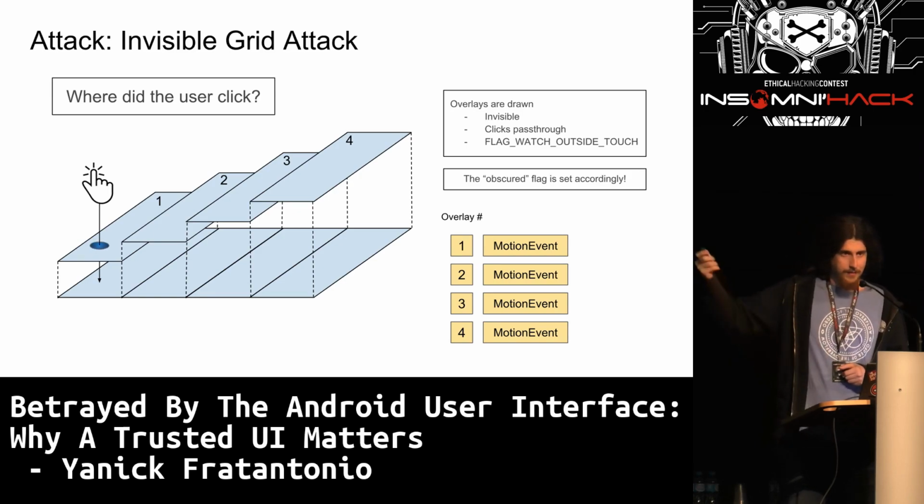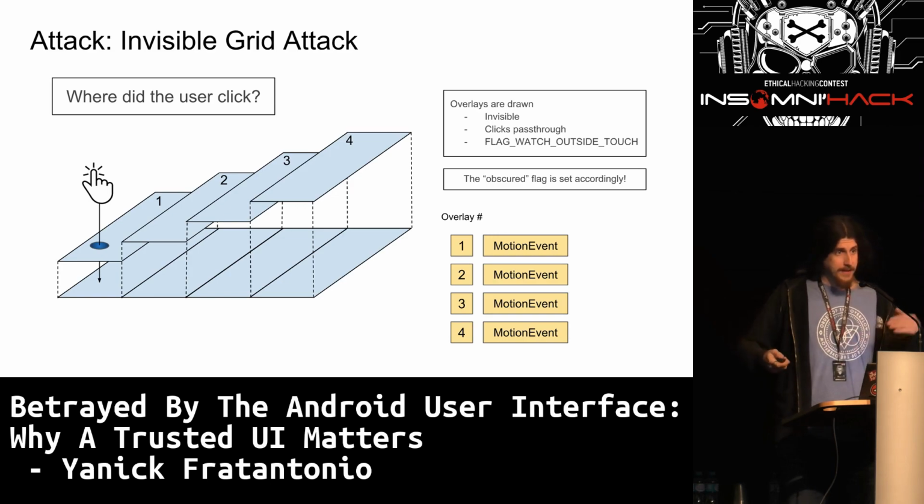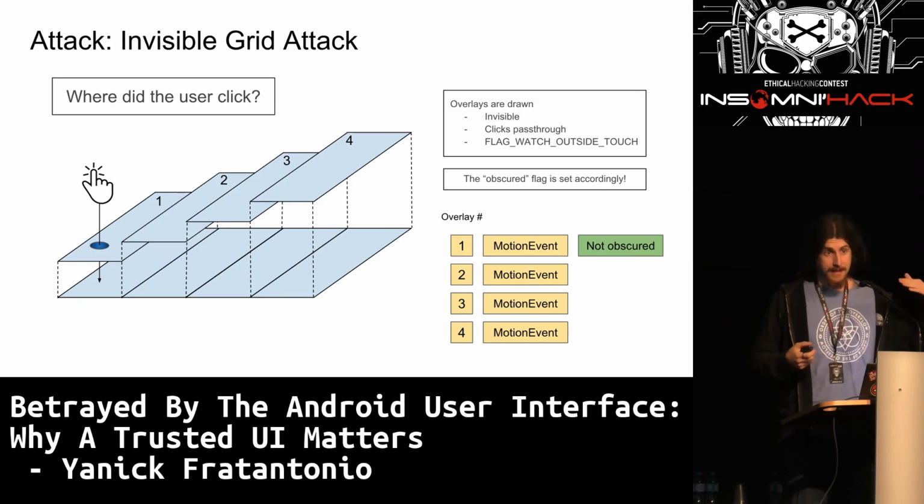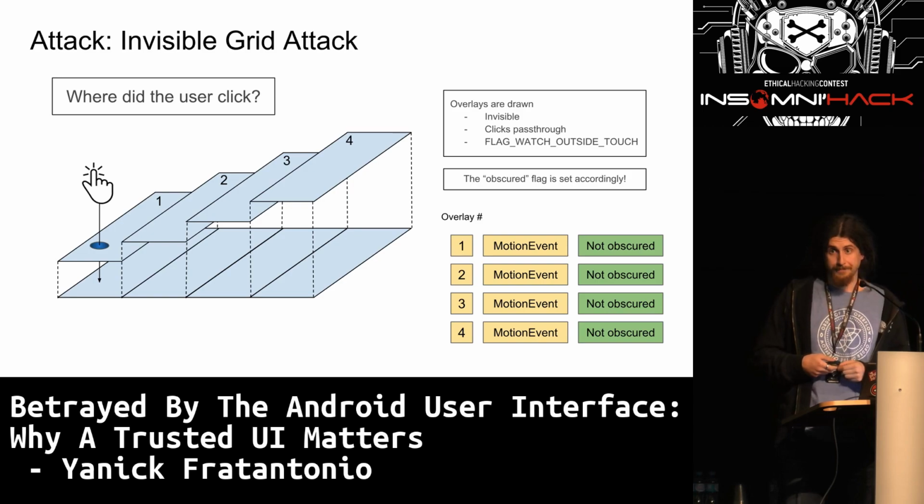Let's say the user clicks on number 1. The code computes the height of the impact point, and then each overlay compares its own height with the impact point. So, for example, 1 says, the impact point is basically myself, so I'm fine, and so not obscured. Number 2 is going to say the same: my height is actually higher than the impact point, so there is no problem for me. And 2 and 3 and 4 do the same.